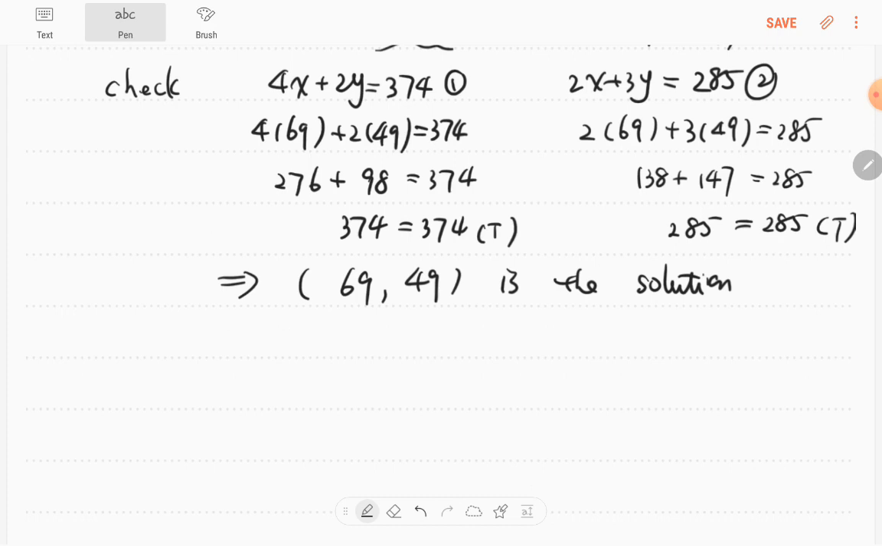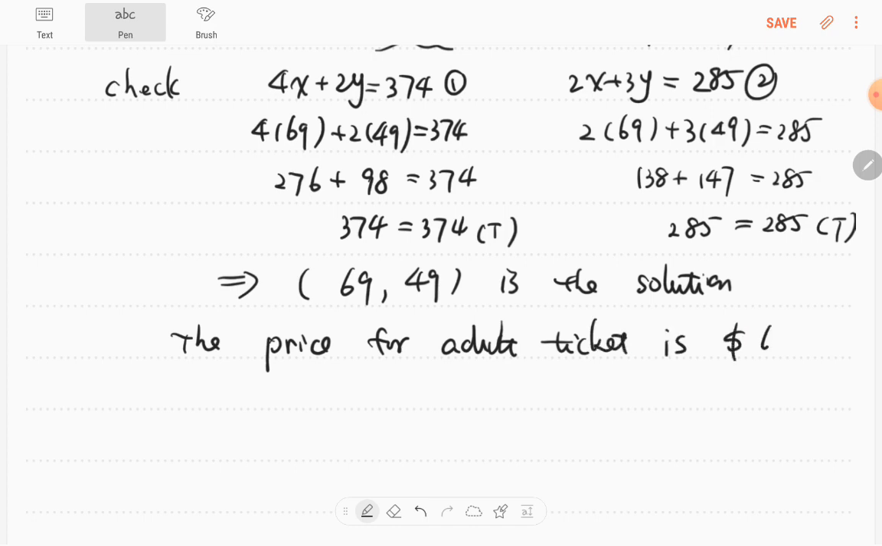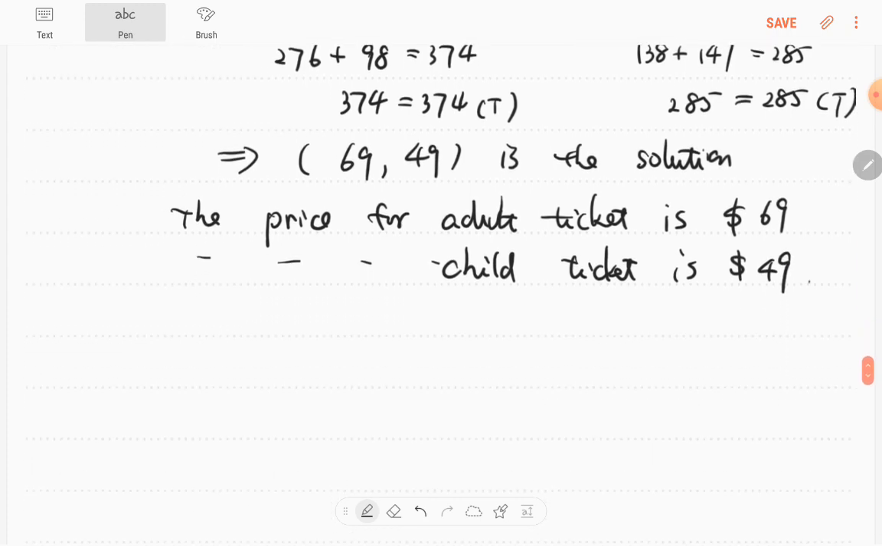So we will say, the price for adult ticket is $69. And similarly, for child ticket, here is our y, right, is $49. So this is our conclusion. This is for the question.